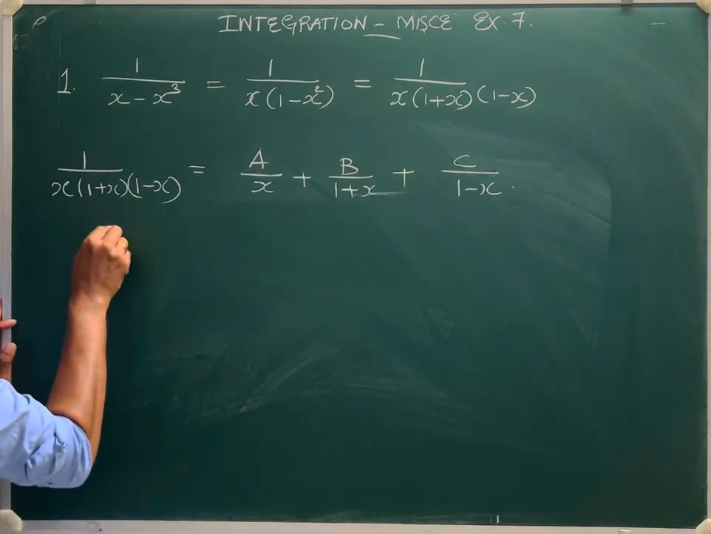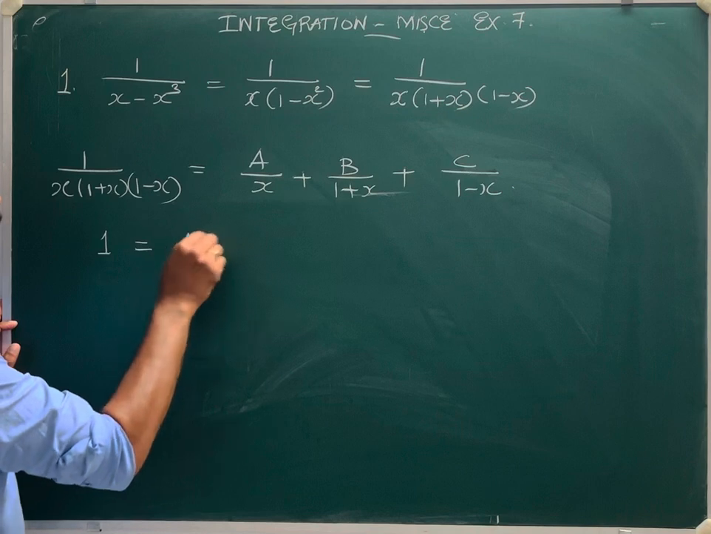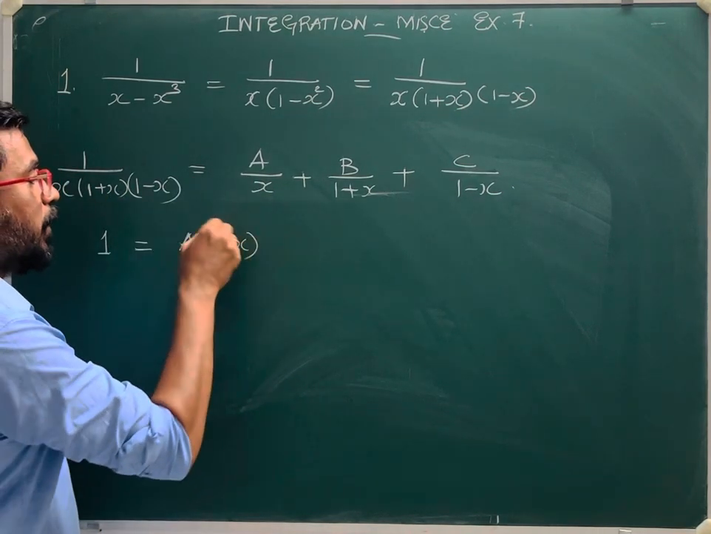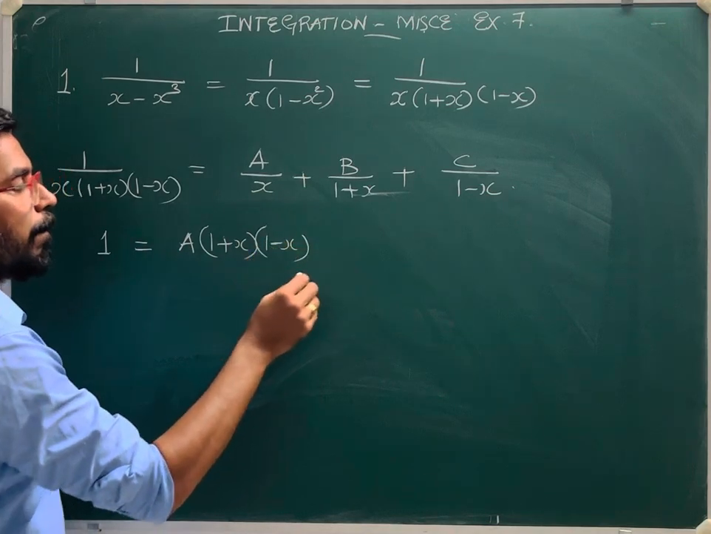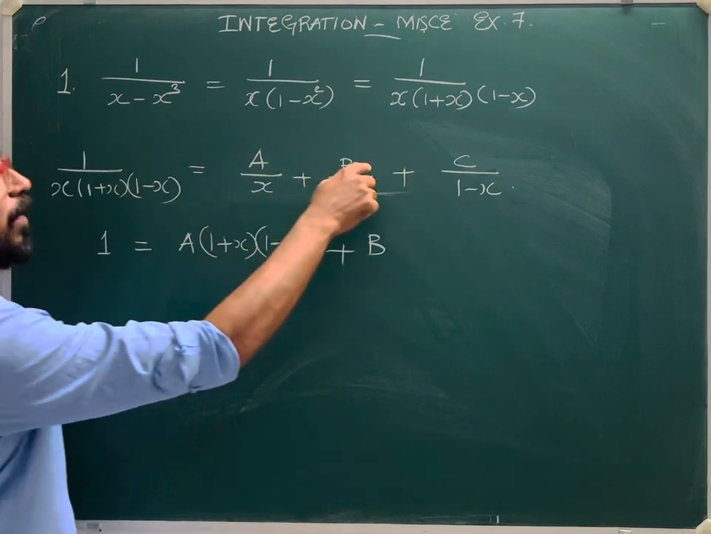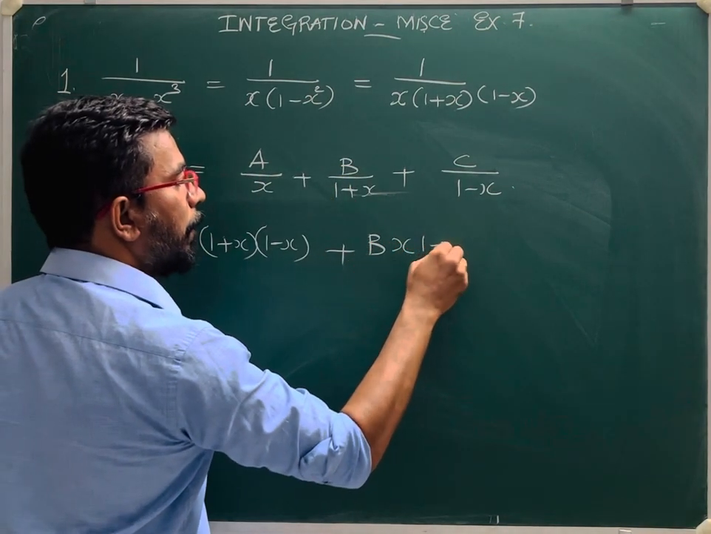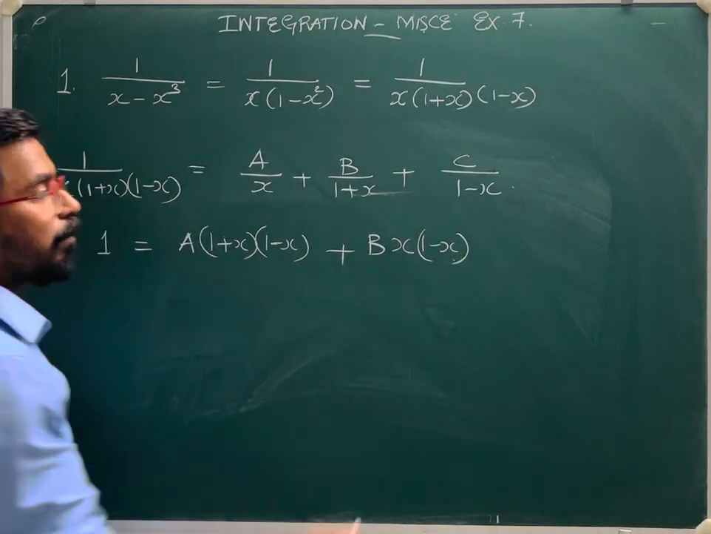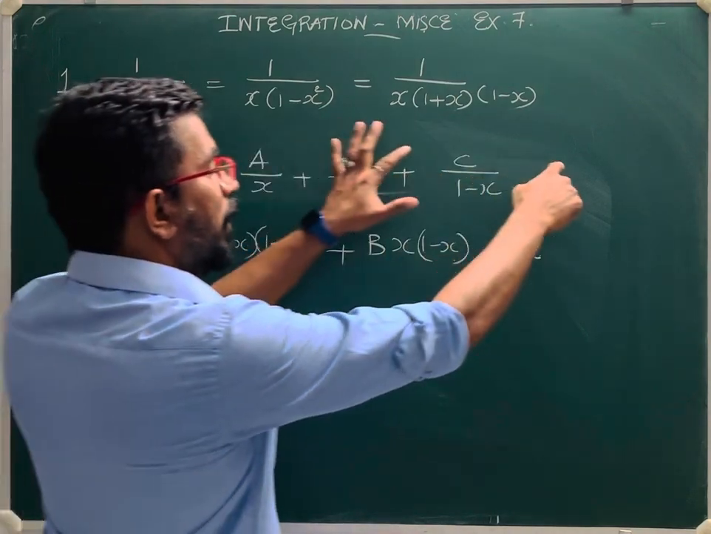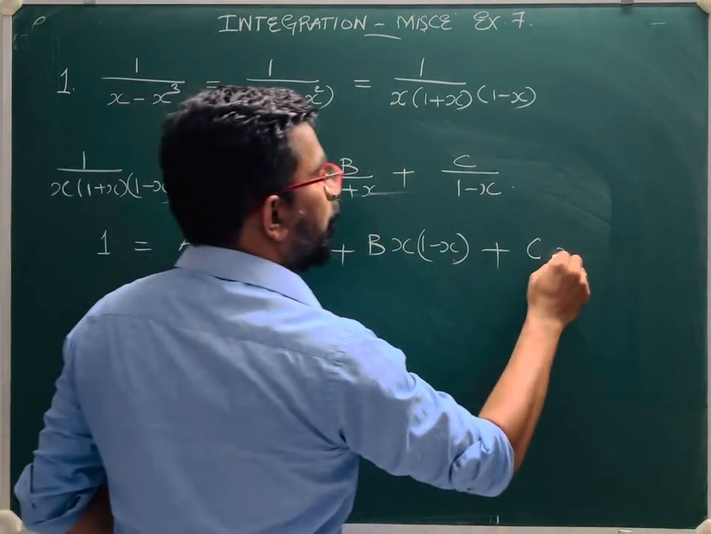So if you multiply here, I will get 1, because all this will get cancelled, is equal to a into, x will get cancelled, the remaining will stay 1 plus x into 1 minus x, plus b. This 1 plus x will get cancelled when you multiply them. What will remain? x into 1 minus x, plus c into, now if you multiply this denominator, 1 minus x will disappear. Then what is left? x into 1 plus x.